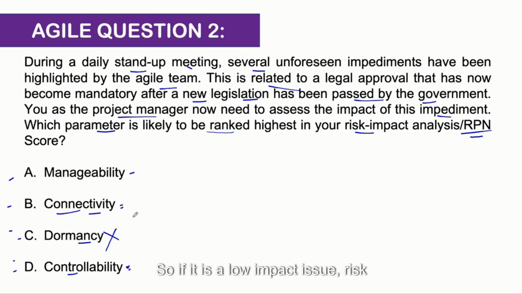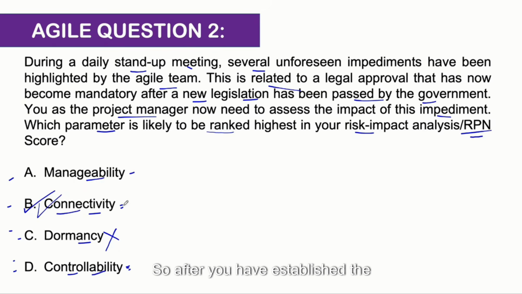So if it is a low impact issue, risk response will be different. If it is a high impact issue, risk response will be very different. So it is important for you to understand how critical the risk is for your project. Okay, and that's a part of data gathering. So with that framework, if you assess this question, the obvious answer is option B, which is connectivity, because manageability and controllability are part of your risk response, guys. Okay, not your risk analysis.